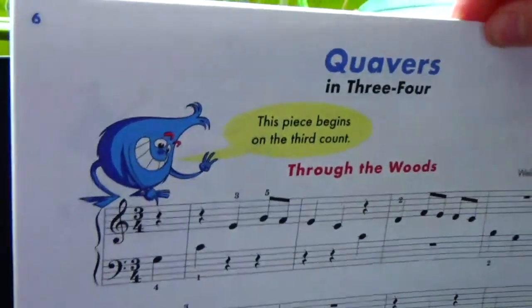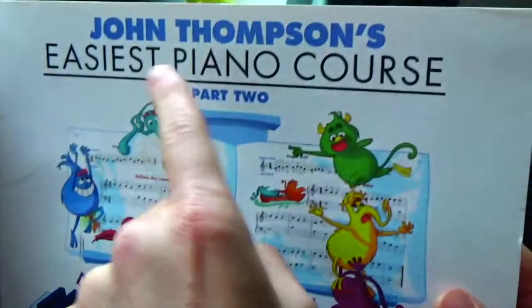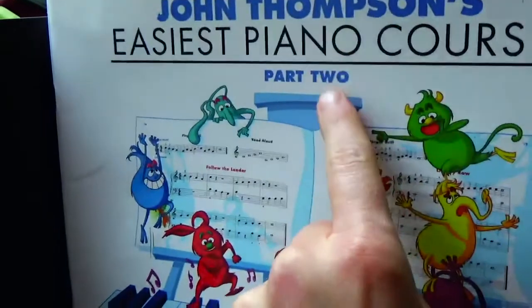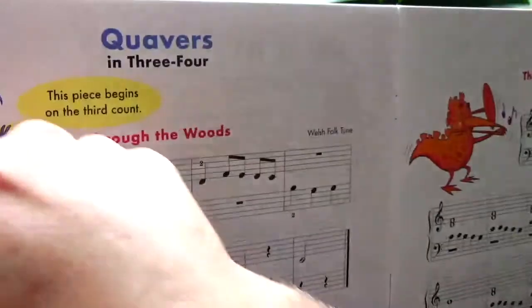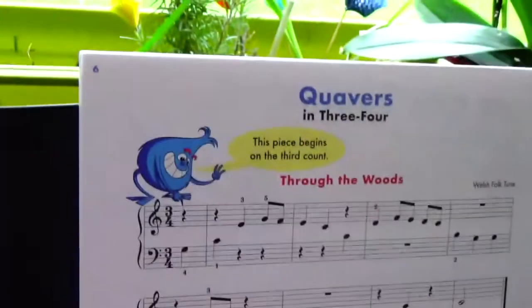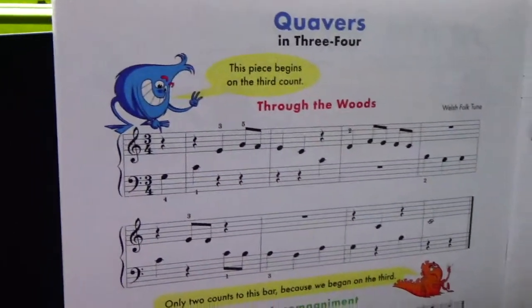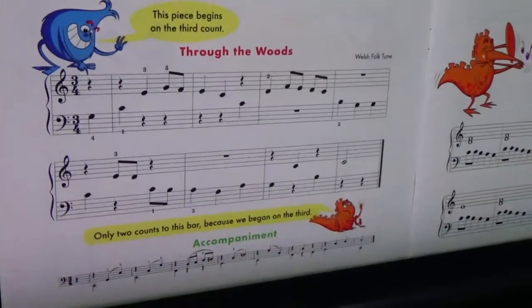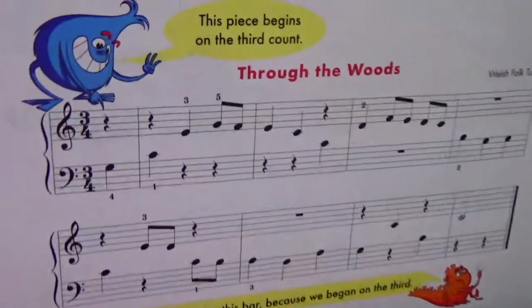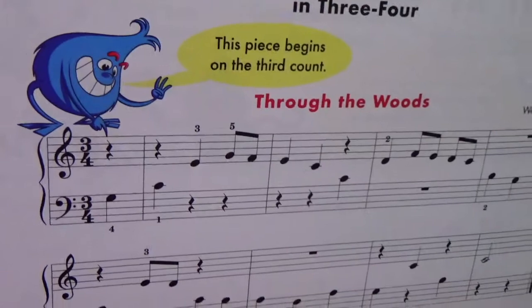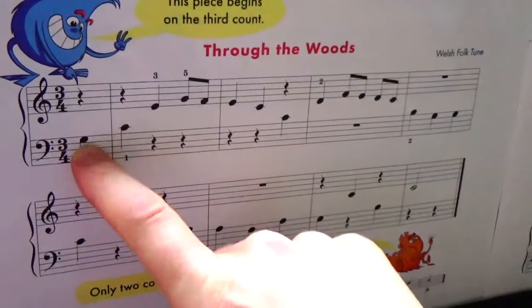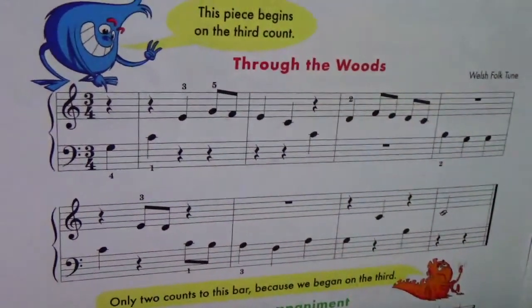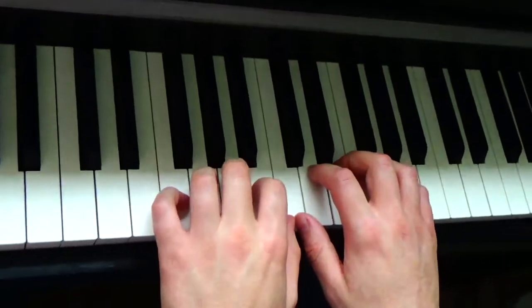We are, obviously, to clarify, on John Thompson's Easiest Piano Course Part 2, on page 6. Okay, so no explanation. I will add the link of the main video where there are all the explanations regarding how to consider this Through the Woods, the start on the third count, and all that is needed. I'm going to play it really slow.